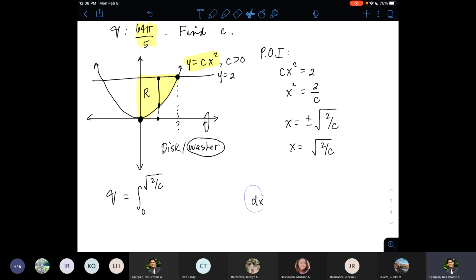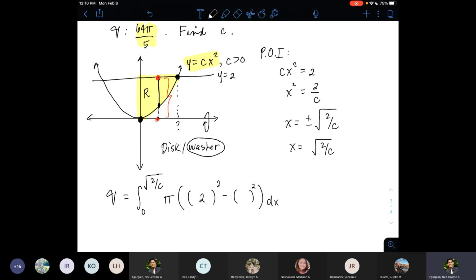Whenever the cross sections are washers, we'll have pi times outer radius squared minus inner radius squared. So we need to determine what these radii are. Okay. Now outer radius first. The outer radius will be just this. And how long is this radius? It's a vertical strip, so do top minus bottom. The top is y equals 2. The bottom is y equals 0. 2 minus 0, that's going to be 2 units. So the outer radius is 2 units.